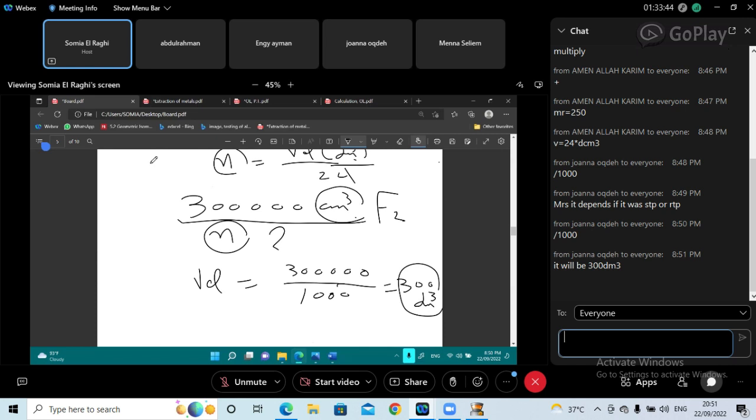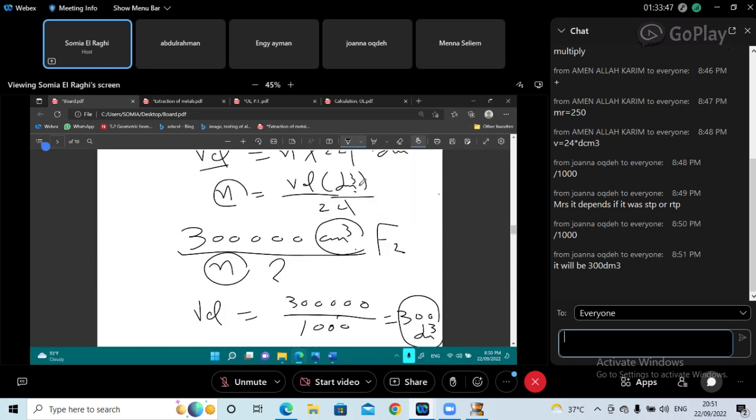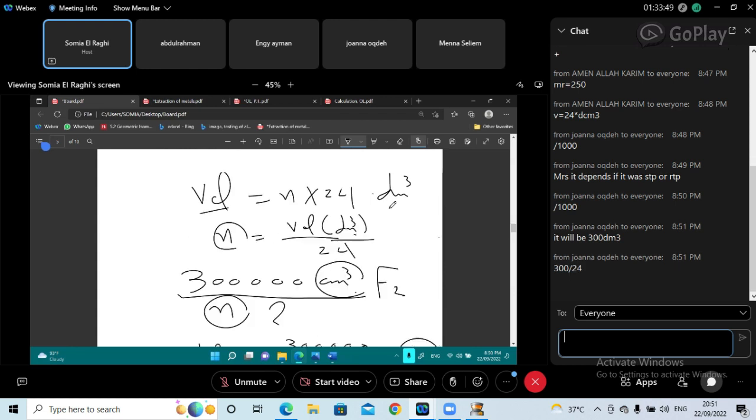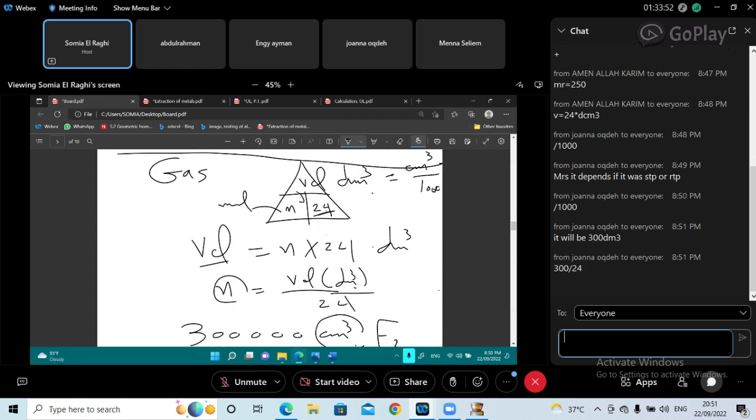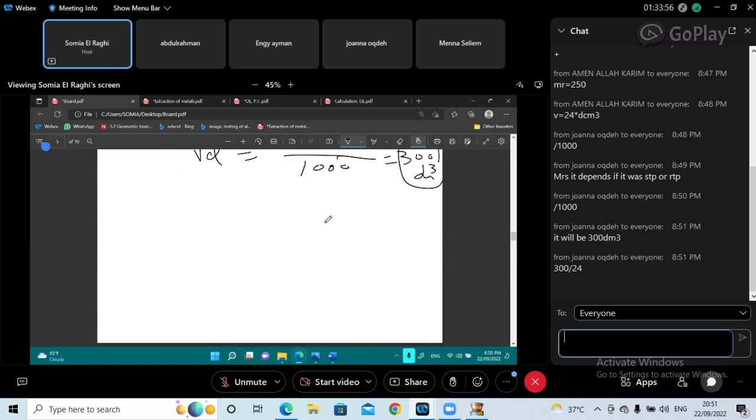Next step, what do I do to get a number of mole? Divide over 24. You substitute in this rule. I need to get a number of mole by dividing the volume over 24. So N equals 300 over 24. You get a number of mole, of course, and you get a high value. In fact, usually we get a small value, but no problem. I'm just explaining what you have to do. So we get here a number of mole of the gas. Easy question about a gaseous material.